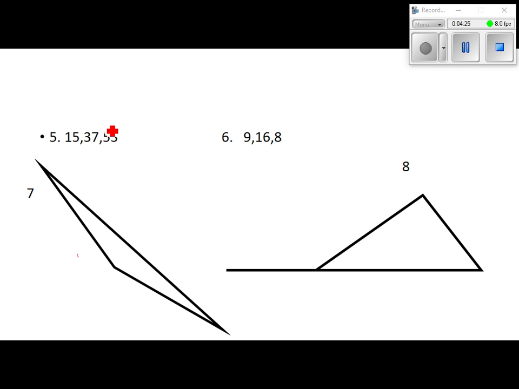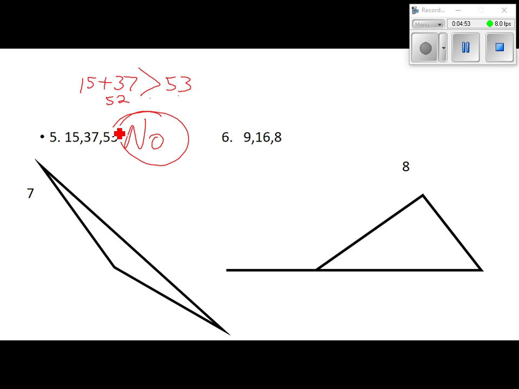Next one on number 5, to check, see if this can be a triangle or not. All you're going to do is you pick two sides, 15 plus 37, that should be greater than 53. You check that, 15 plus 37 actually ends up being 52. 52 is not bigger than 53. So this one, the first one we checked, told us that no, it can't be a triangle. Any two sides must add up to be more than the third side.